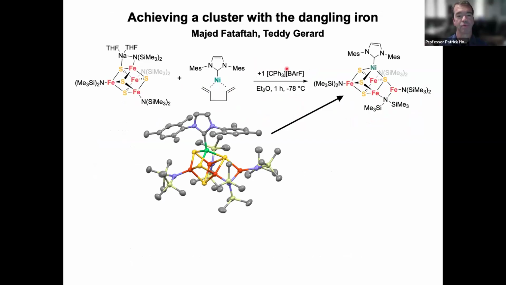Now, more recently, Majid and now current student Teddy Gerard have been studying basically the same kind of reaction, only with an oxidizing agent added. In this case, you get another interesting result. Now the nickel is in the cluster, and one of the irons has been popped out to be outside of the cluster. Very similar to the previous structure, it's just that nickel's in and iron's out instead of iron in and nickel out.